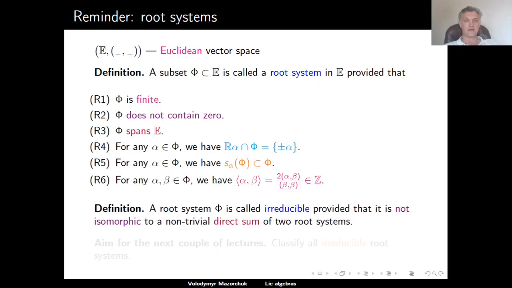A root system phi is called irreducible, provided that it is not isomorphic to a non-trivial direct sum of two root systems. A direct sum is when we take a direct sum of two Euclidean spaces and we have a root system in each of them, then their disjoint union becomes a root system in the direct sum. So an irreducible root system is a root system which is not isomorphic to a root system non-trivially constructed in this way. And the aim for the next couple of lectures is to classify all irreducible root systems. So in particular, this will give us a classification of all root systems using the direct sum construction.